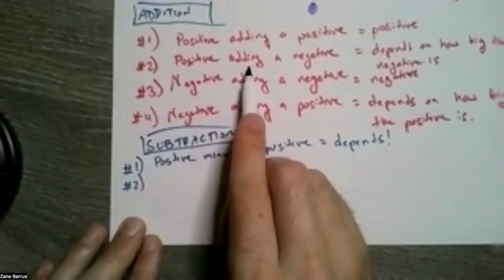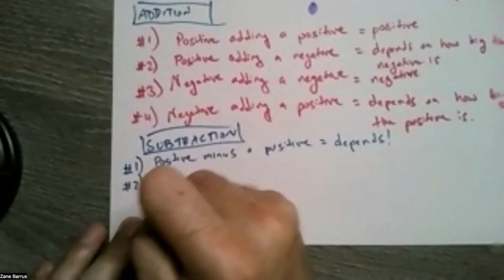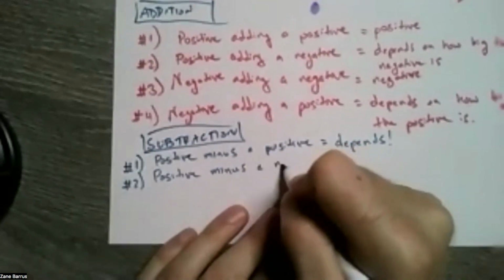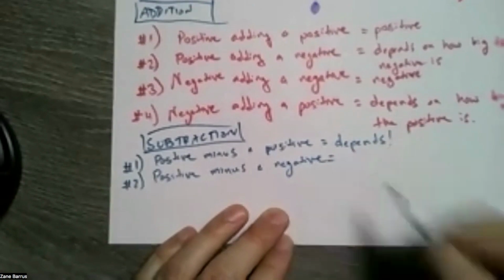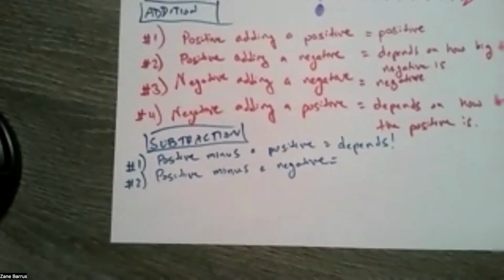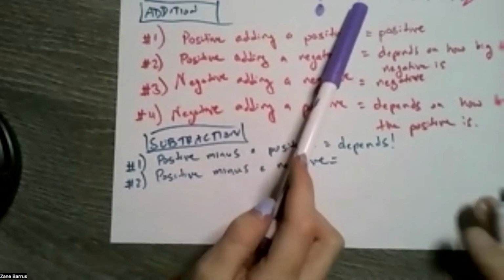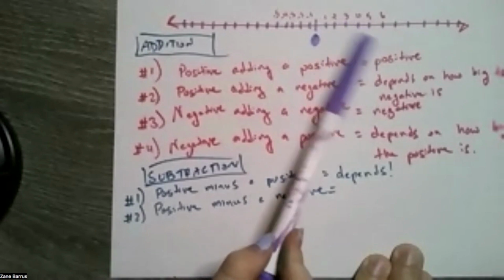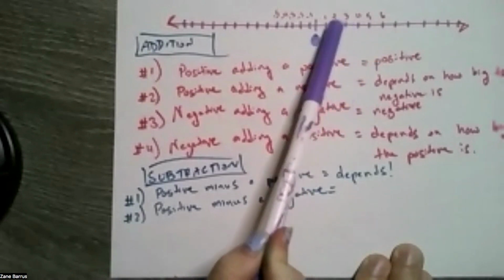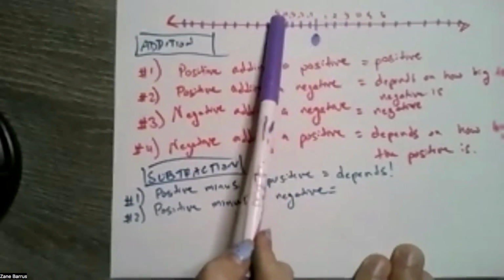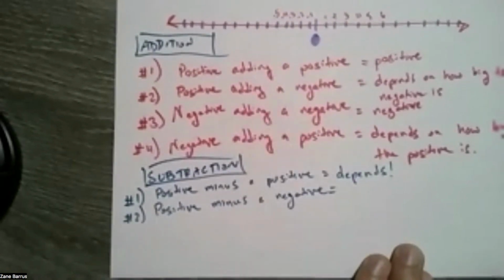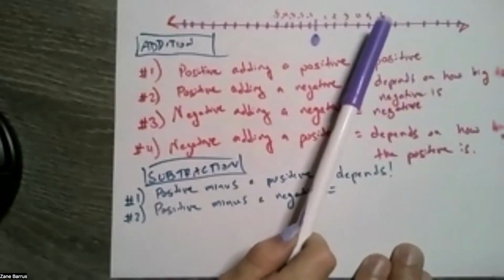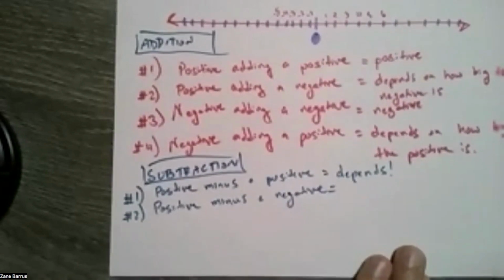Okay, what's case number 2? Let's do positive subtract a negative. Positive minus a negative. Can you describe what that would look like? Well, if you did 4 minus -8, you would go 8 spaces right there, and it would be a negative number. But if you did 5 minus -3, it would still be a positive number.